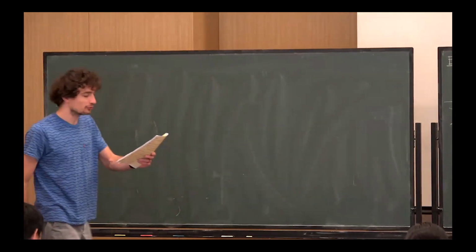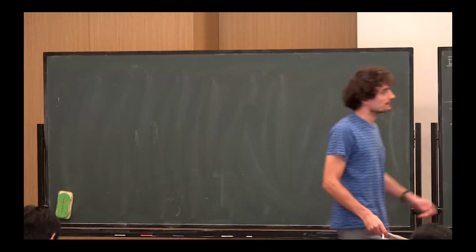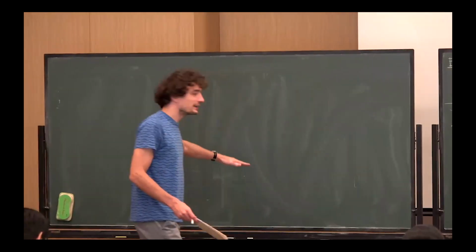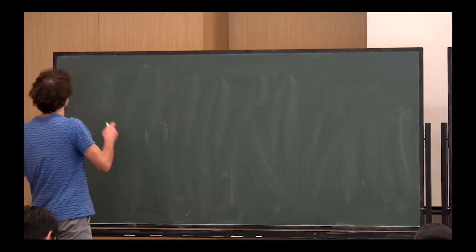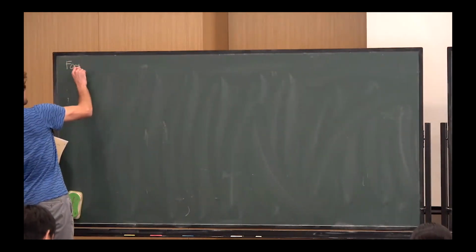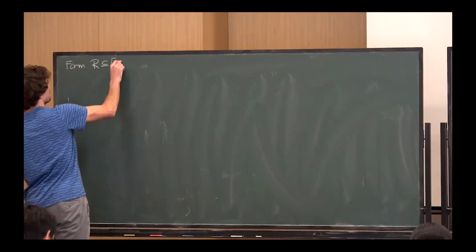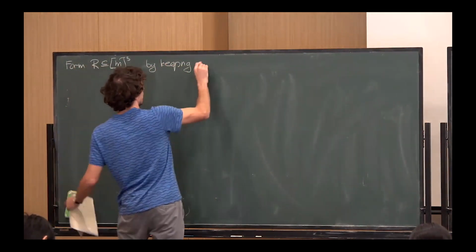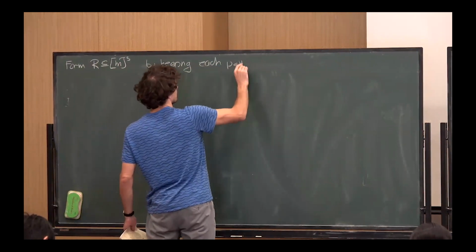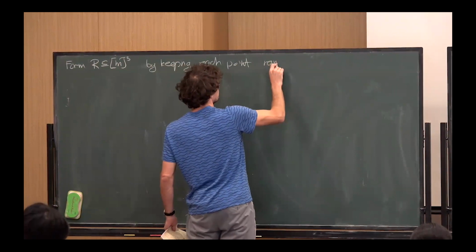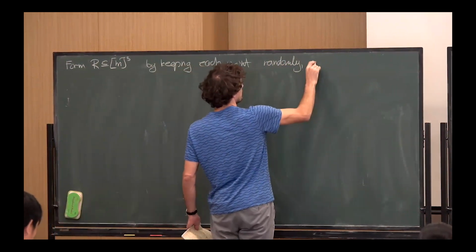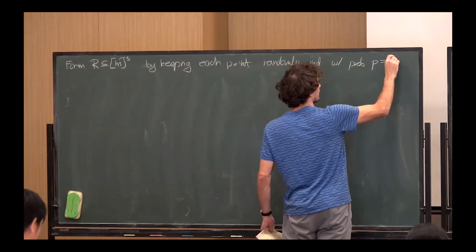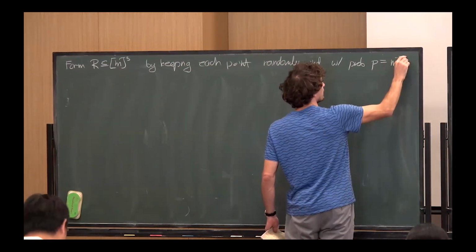Okay, let me continue. We have this bound on the number of collinear four tuples, and it already solves the first question we had, because we said we will now form R, a random subset of the integer grid, by keeping each point randomly and independently with probability p, which is m to the minus 1 minus epsilon.